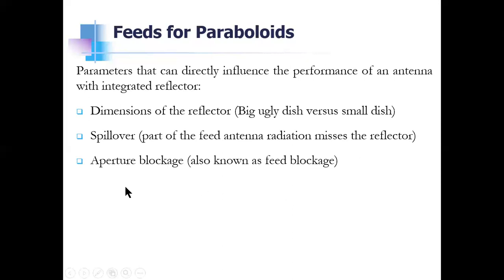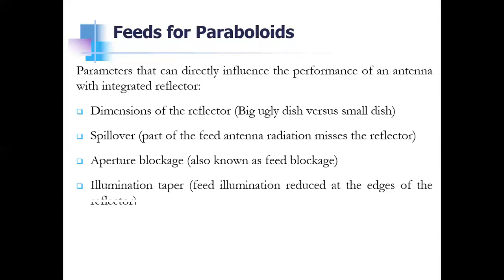Next is aperture blockage. When the feed is placed at the focus of the parabola, because of the dimensions of the feed, some of the radiation does not come out of the antenna and is blocked by the feed. This is called aperture blockage or feed blockage. Usually this blockage is because of the feed location.